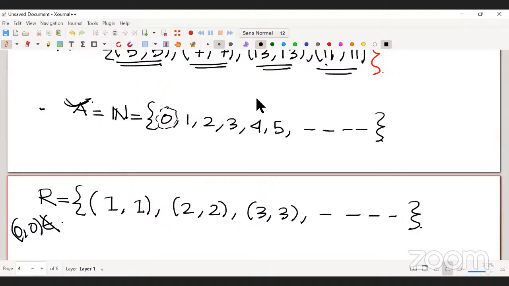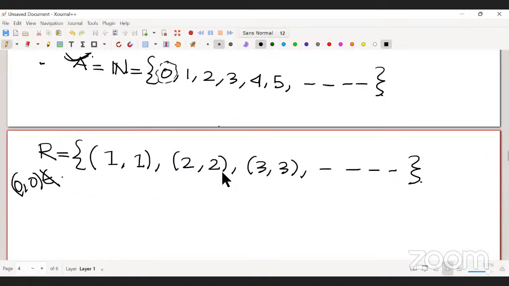So it doesn't matter whether your set is infinite or finite. You just need to check the condition. If your relation contains all the diagonal elements, precisely all the diagonal elements, and apart from that nothing else, then you say that your relation is an identity relation.